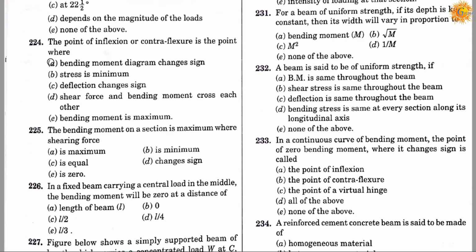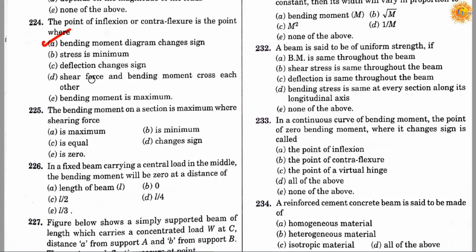Question number 224. The point of inflection or contraflexure is the point where, option A, bending moment diagram changes sign, option B, stress is minimum, option C is deflection change sign, option D, shear force and bending moment cross each other, option E is bending moment is maximum. Correct answer is A. Bending moment diagram changes sign.